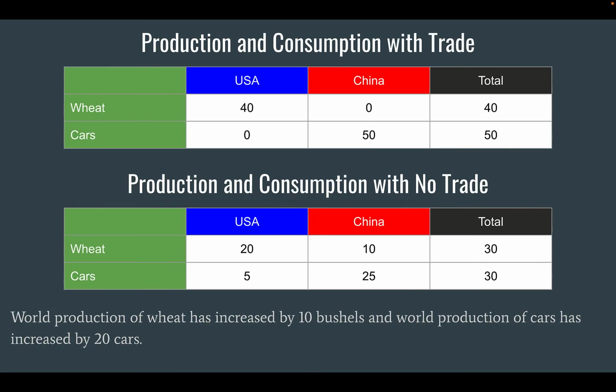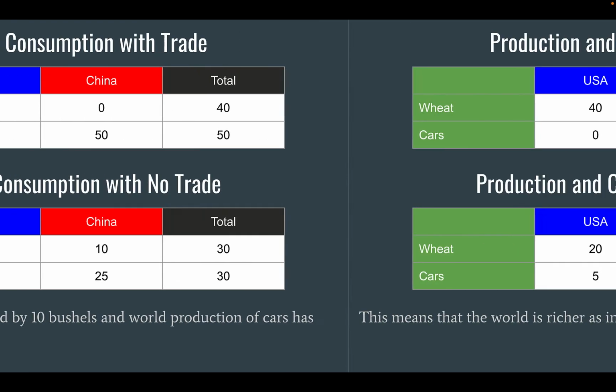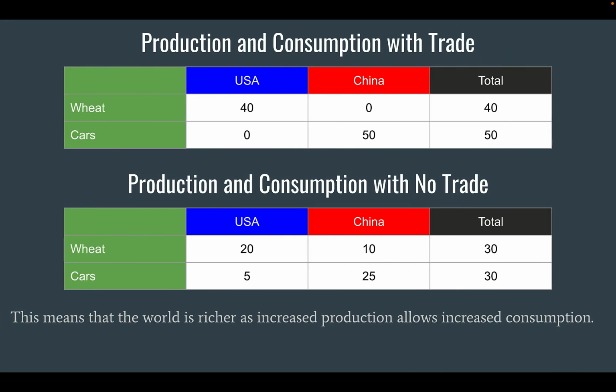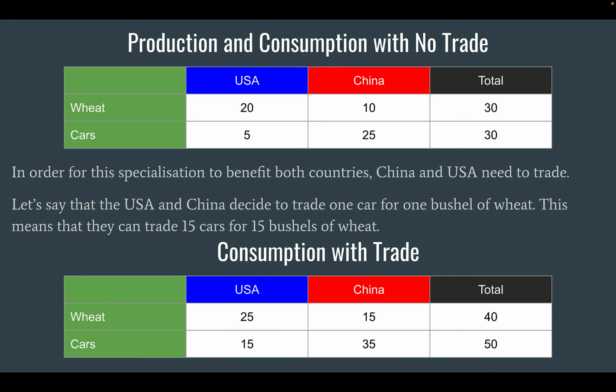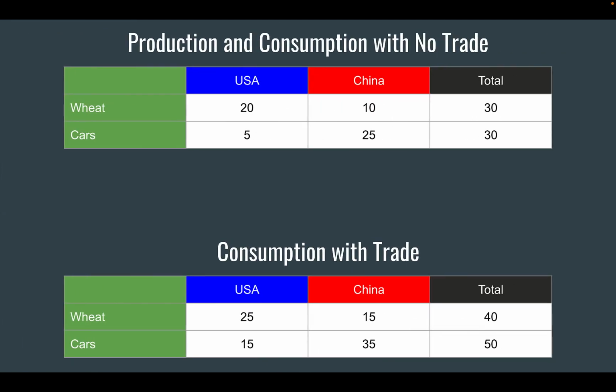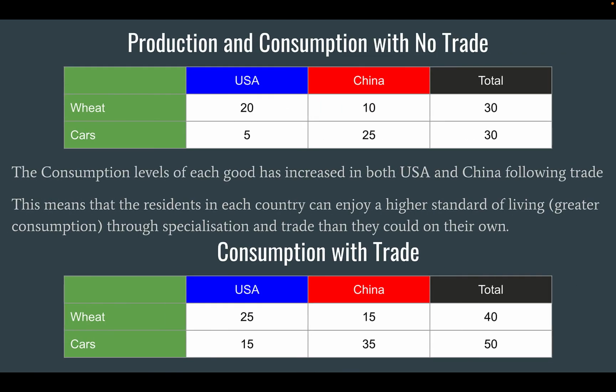Now, if they start to trade, okay, and I don't want to repeat this, you can pause this as we go through, but if they start to trade, well, what happens, right? In order for the specialization, this greater production, to benefit both countries, America may want to have some cars because they may want to get from A to B, and Chinese people may want to actually eat because they like to stay alive, so they should trade with each other, okay? And this is what we're saying, right?